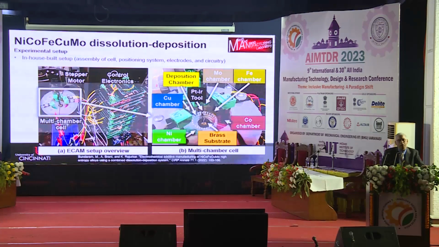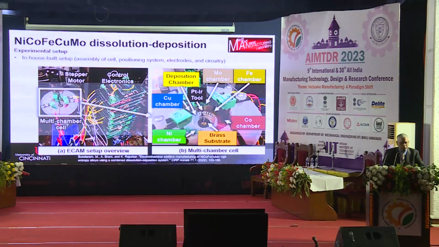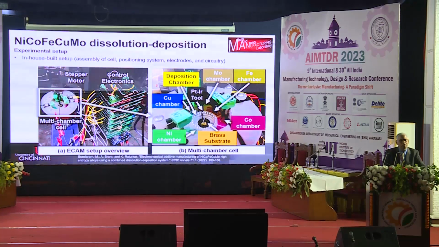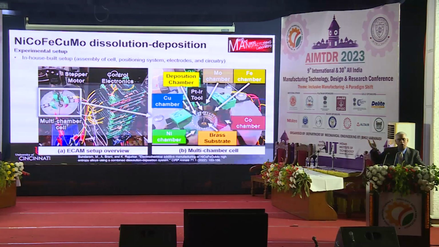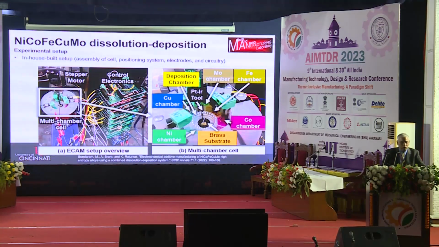So once we had the concept of how to implement that, we built this setup in house. What you are seeing here, this electronics, is basically a potentiostat. Why do you need so many of them? Because you want to control each and every electrode individually. That is why you have such a pile of controls.